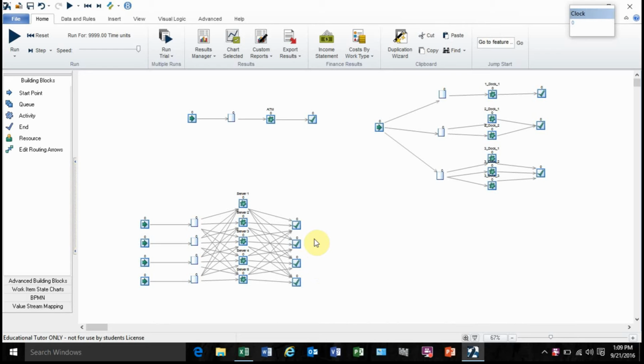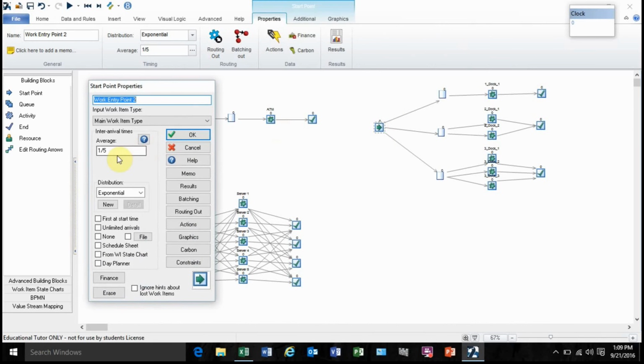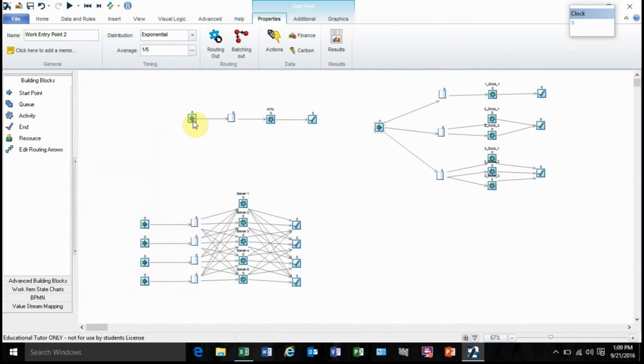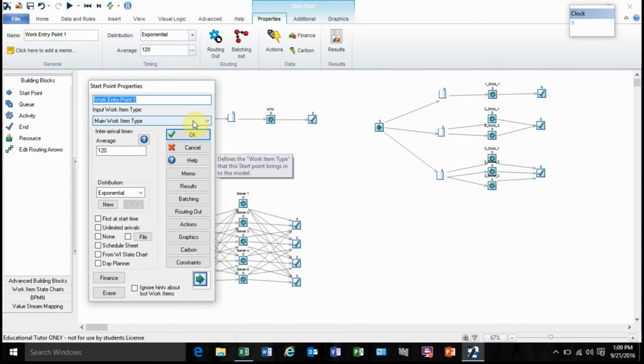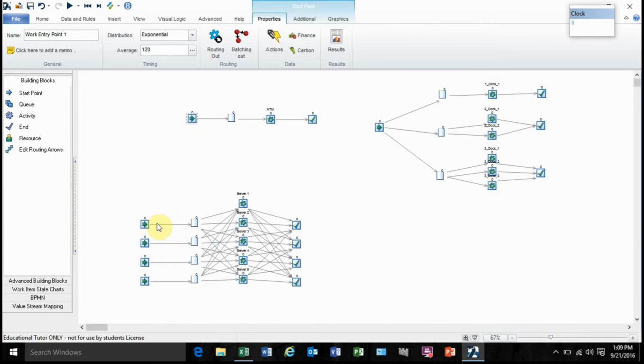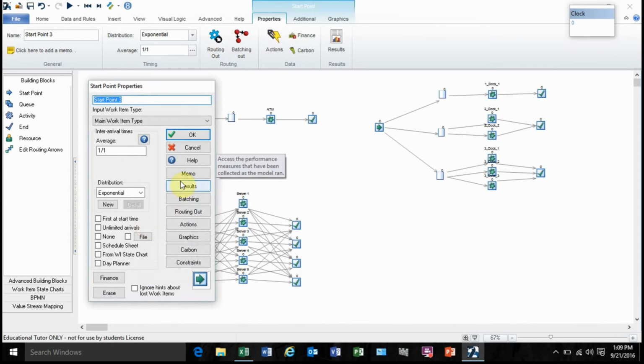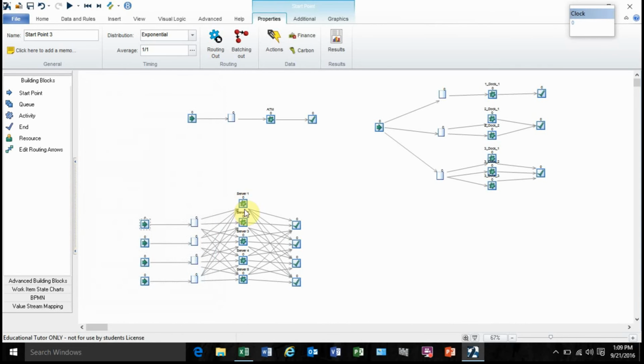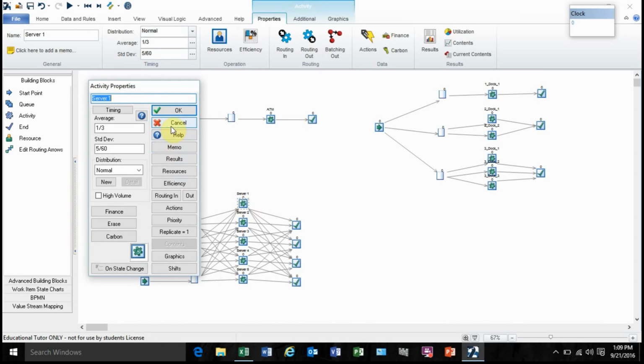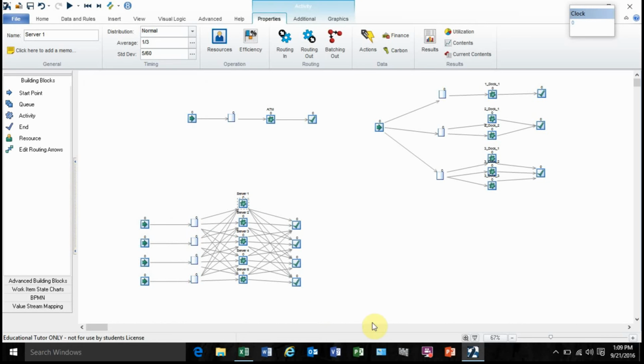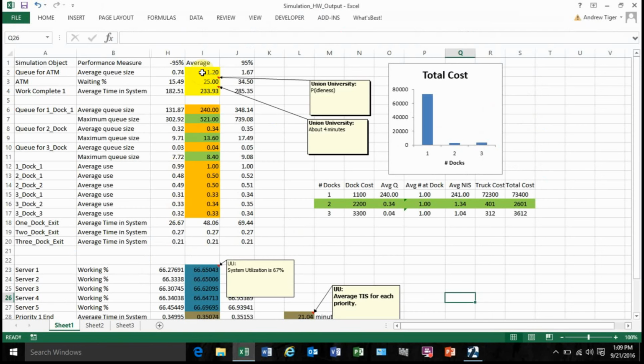It can be unique. So for the dock problem, my time units are in days. For the ATM problem, the first one, I did this in seconds. And for the priority problem, I did this in hours. And that's perfectly fine. They're not touching, so when I interpret the output, when I'm looking at a timing system for the ATM, I have to know that's in seconds.